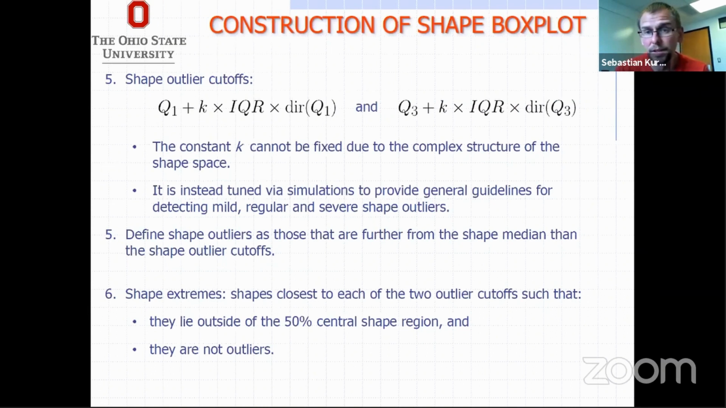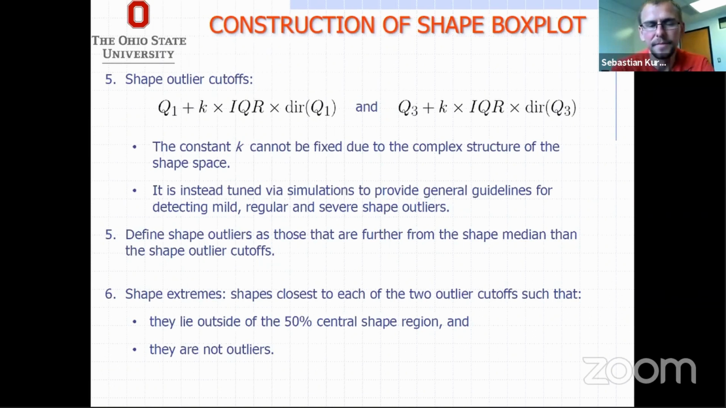As I mentioned before, we're interested in detecting different types of outliers. So to detect shape outliers, we'll essentially take our two quartiles that we computed, and then we'll add some constant k that's multiplied by the interquartile range, that's also then multiplied by the direction in which the quartile is pointing. And so this essentially allows us to isolate a region beyond which the data that we have will be called outliers.